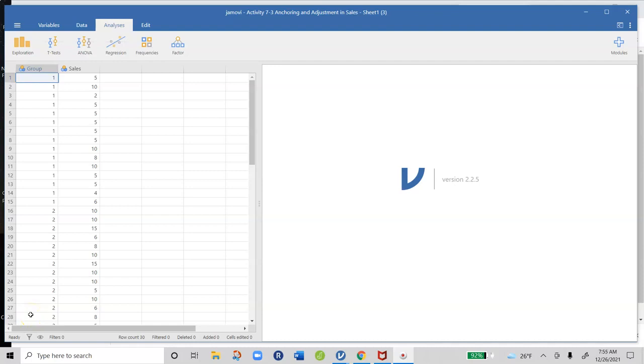Hello everyone. In this video we're doing activity 7.3 and this is another independent measures t-test where we're going to be looking at two separate groups and comparing scores in those groups. So in this example it's an anchoring and adjustment example, kind of similar to activity 7.2, and in this case we're looking at what sort of advertising is given at a store and how that advertising affects sales.